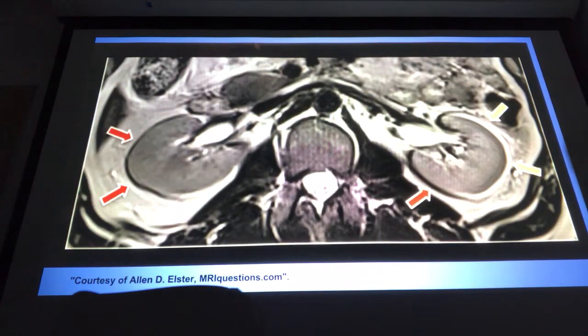This is an example of that. So axial T2 of the abdomen, the red arrows show that black signal void on one kidney, and the yellow arrows show that bright shift on the second kidney.